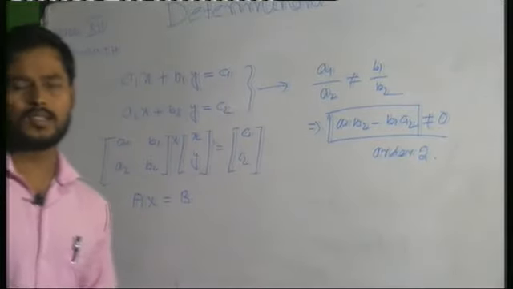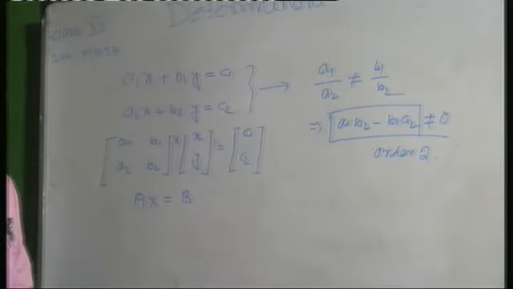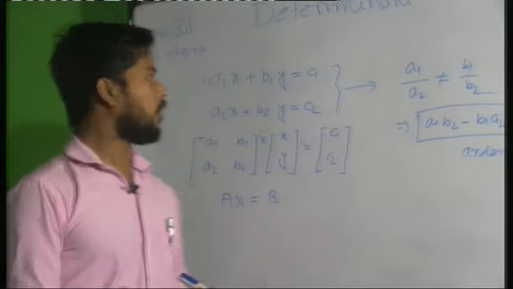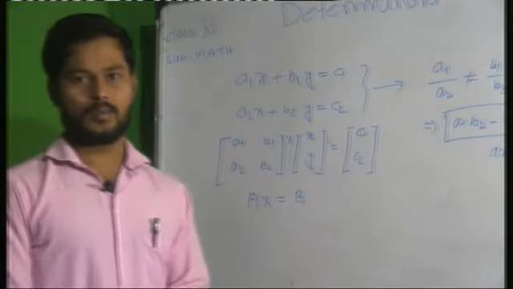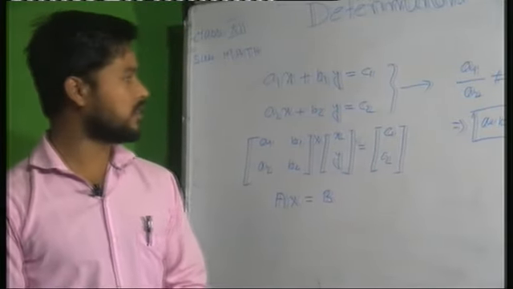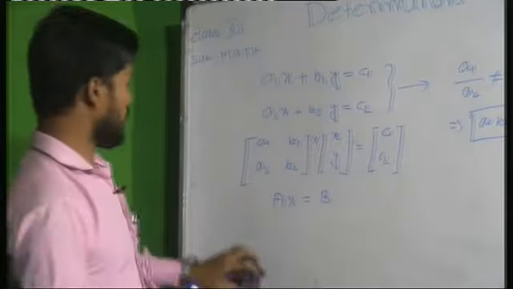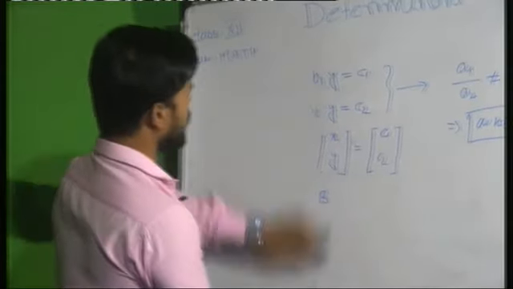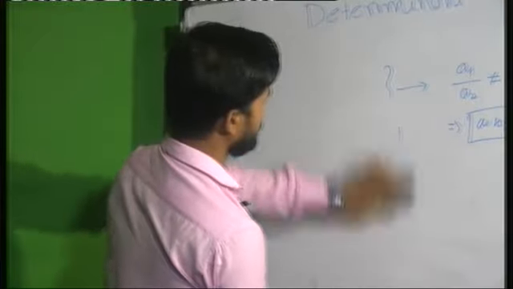So actually what is the determinant? So determinant is nothing but a mapping from a set of matrices to a number. The number may be a real number or a complex number. Okay, let us define a mapping.